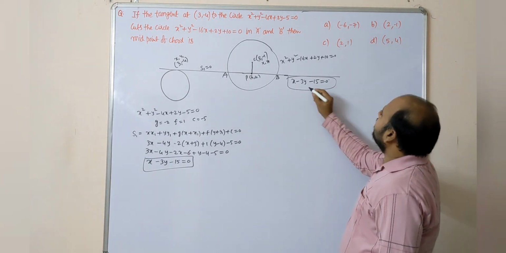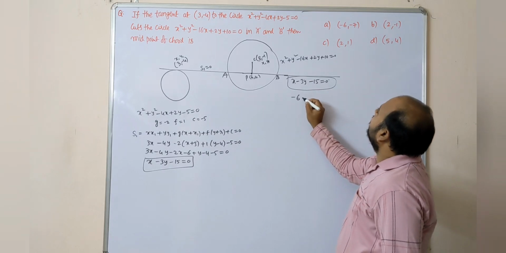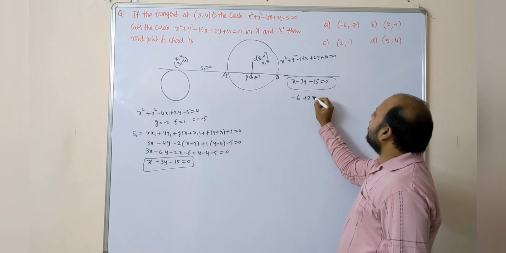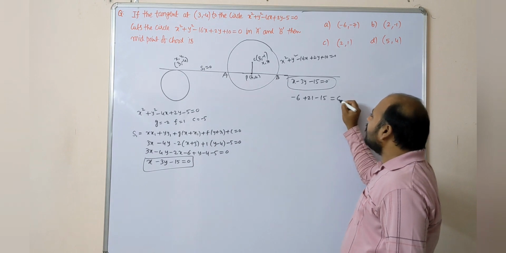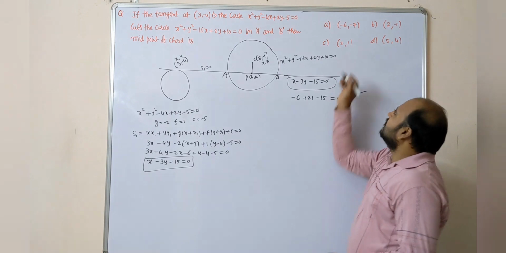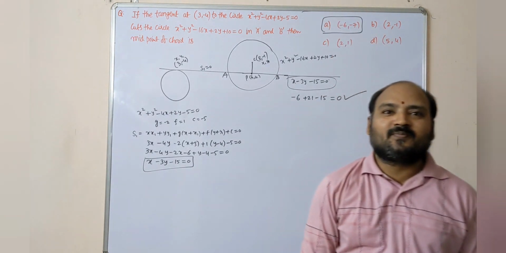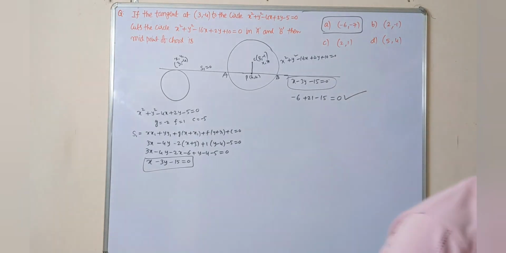So I am checking the first option here: minus 6 in place of x, minus 6 minus 3 into minus 7 plus 21 minus 15. Is it equal to 0 or not? It is 0. So it is satisfying, which means no need to check the other options. So the first option is the right option. We'll move on to the next one.